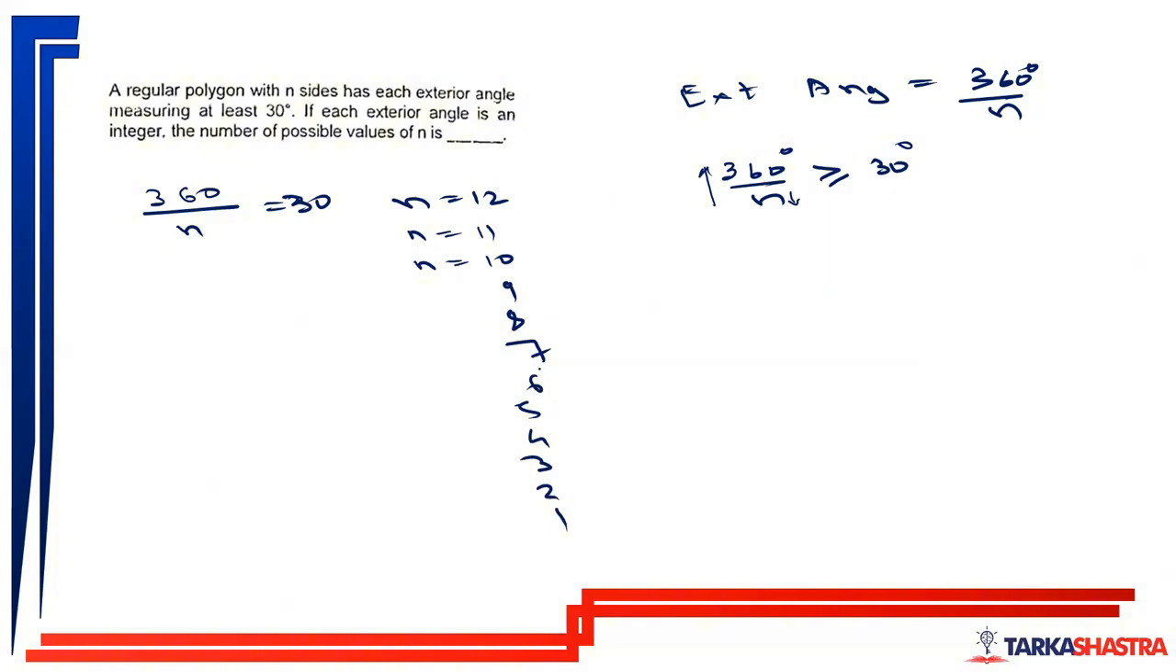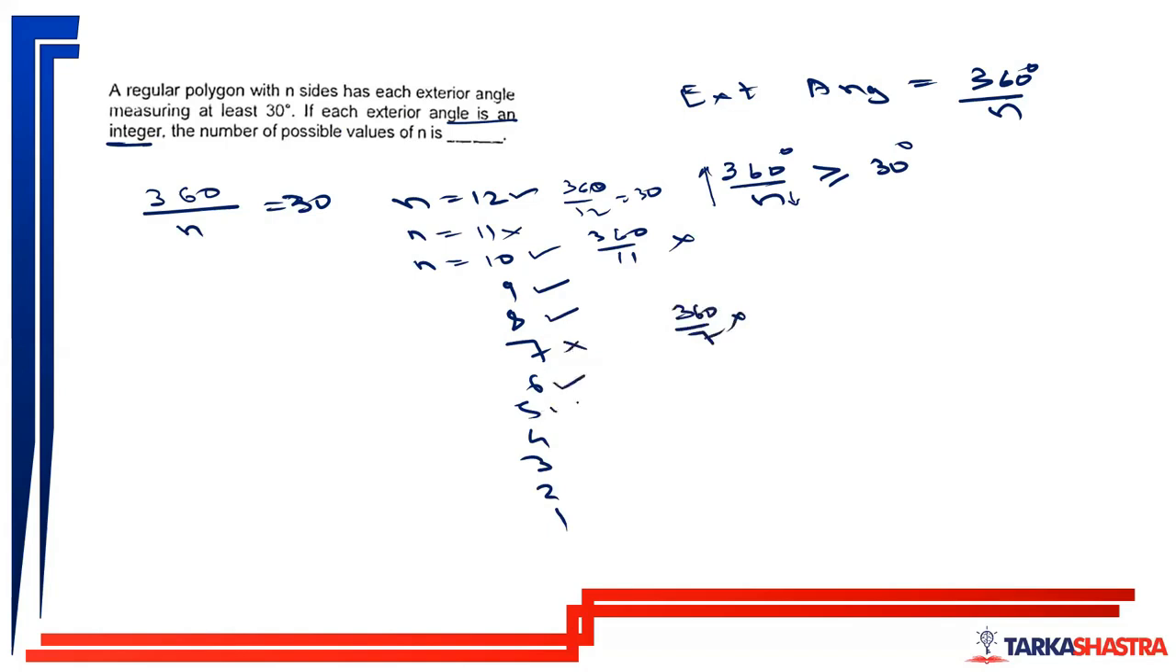But then they have mentioned one more condition, that each exterior angle is an integer. Okay, very good. So 360 by 12 is 30. This is an integer. But 360 by 11 is not an integer. So this one will not work. 360 by 10 is an integer. 360 by 9 is an integer. 360 by 8 is also an integer. But 360 by 7 is not an integer. So this one will not work.